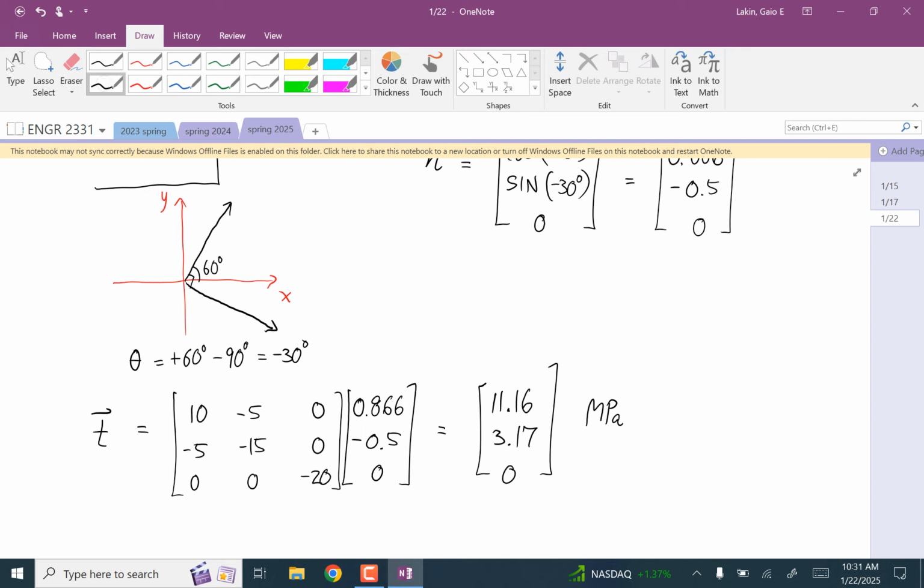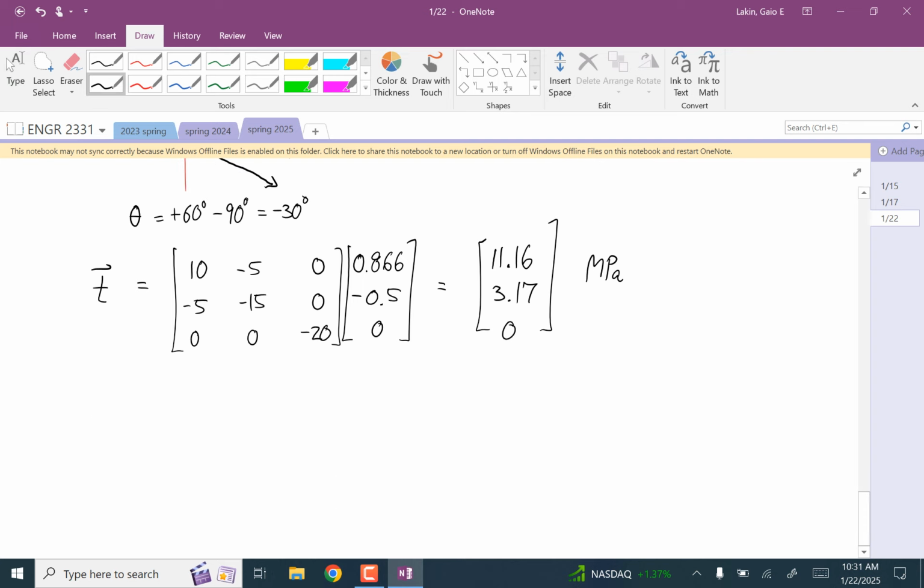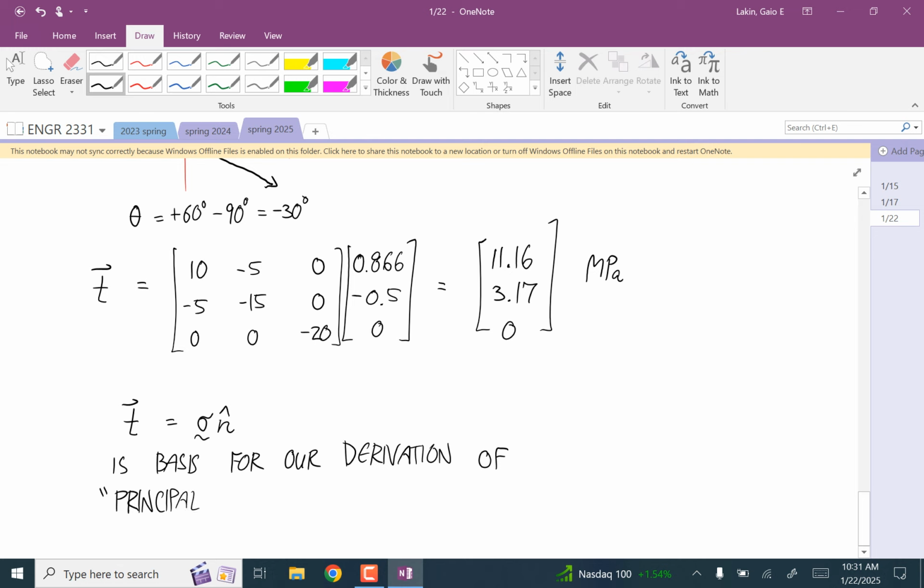So let me write that down. Traction is equal to stress times the outward facing normal is the basis for our derivation of principal stresses. And that's coming up in a couple weeks.